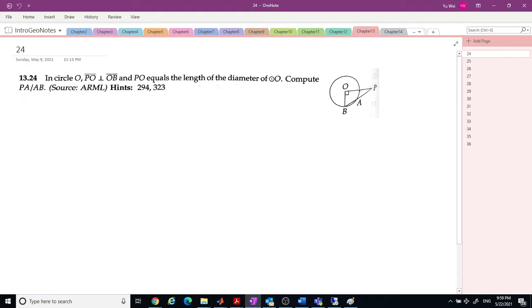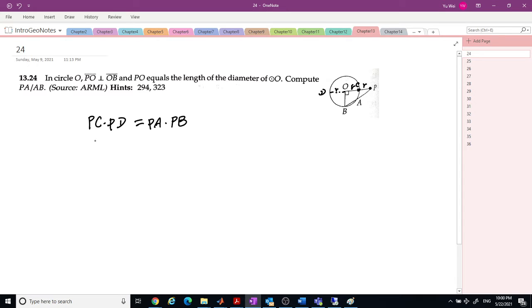So now we know if it's the length of the diameter of O, then here is the radius, and here is another radius, and if we extend, there is another radius, right? So we have the power of the point P. Now we know P, this is C, okay? So PC times PD is equal to PA times PB.